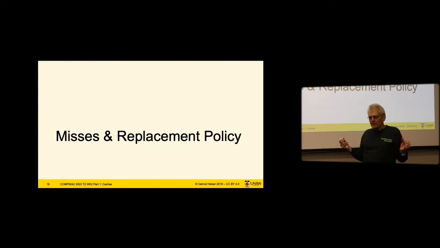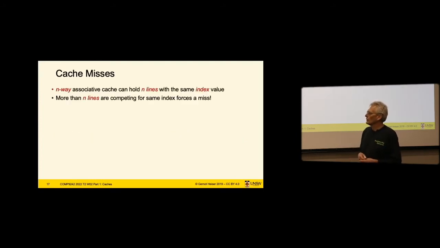So that's the basic theory of how caches operate. Now let's look at the policies that are needed. In the end, if you have a miss and you have to replace a line, then you have to apply some policy on how to do that. This is important: if you have an n-way associative cache, it can hold n lines of the same index, and therefore if your working set contains more than n lines with the same index, they collide in the cache. They can't coexist all at the same time.